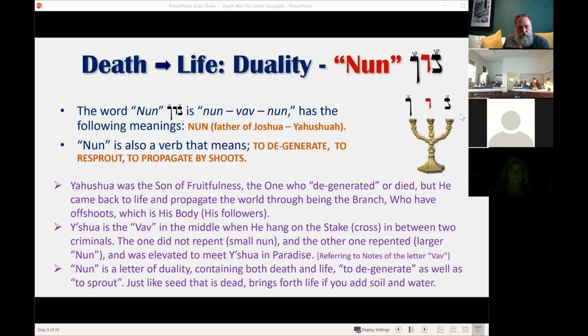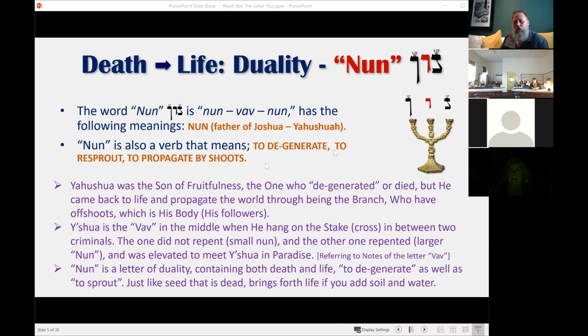Now, when Yeshua died on the stake, he was degenerated, or he died, and he was the son of fruitfulness. And when he was reborn, or he resprouted, he became the branch, and from him were offshoots, which are his body, which is that cuff that we looked at.